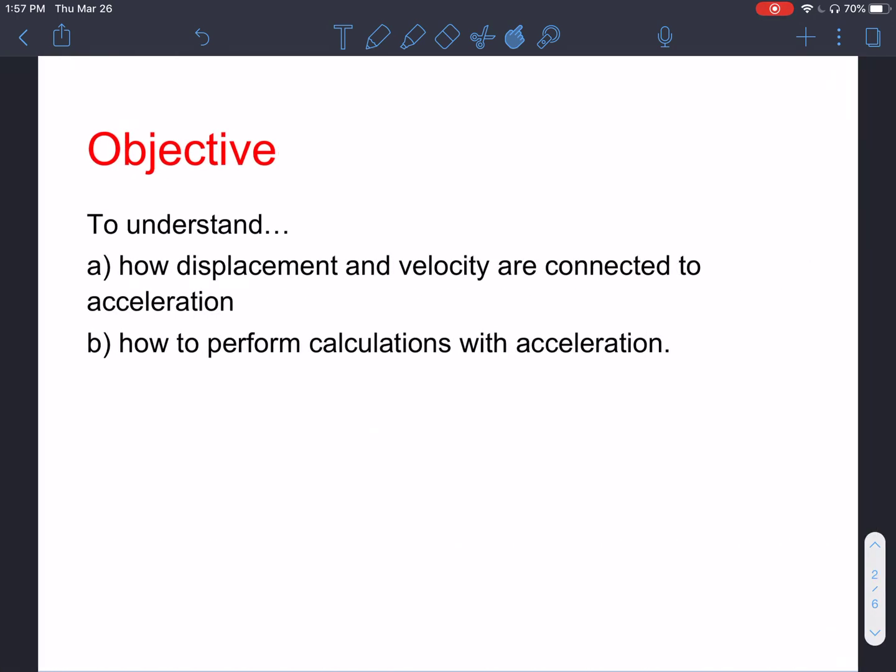So, the objectives for today will be to understand how displacement and velocity are connected to acceleration and how to perform calculations with acceleration. And I apologize if you hear Gilly Cat meowing in the background.